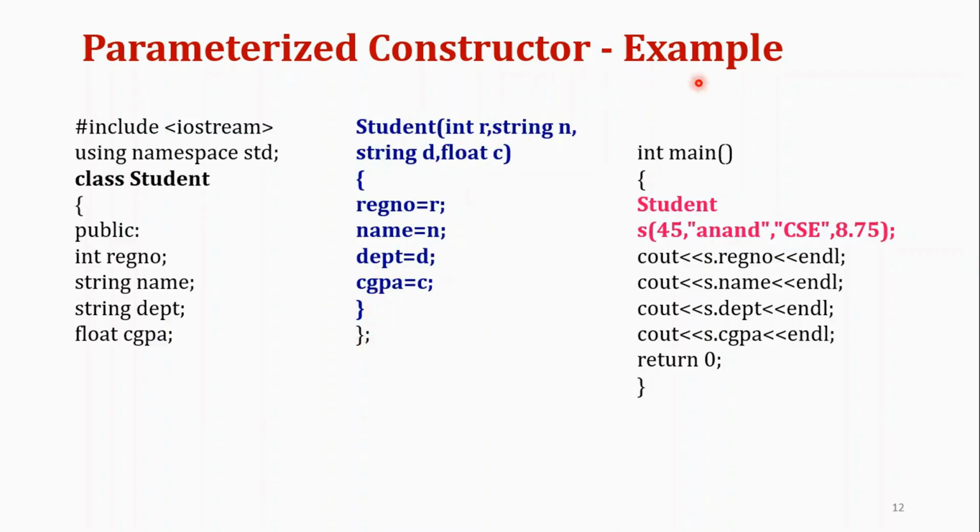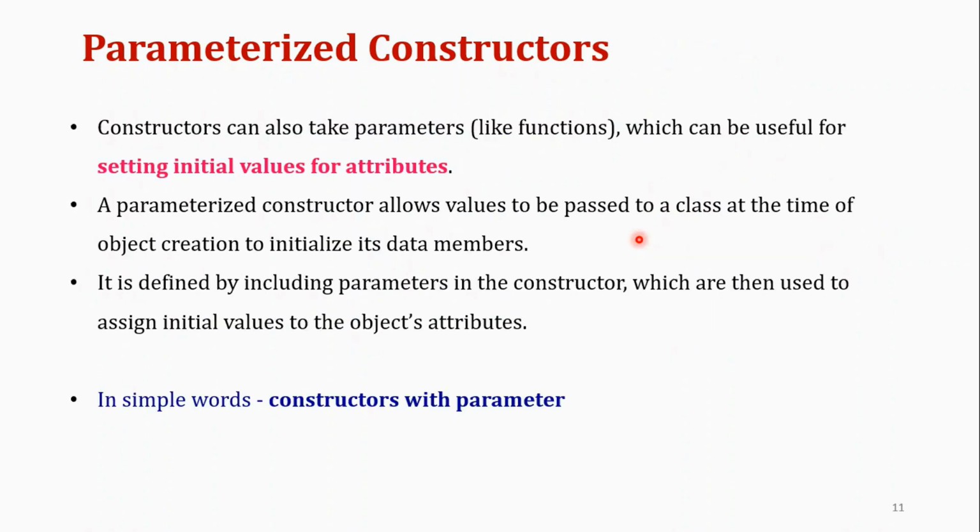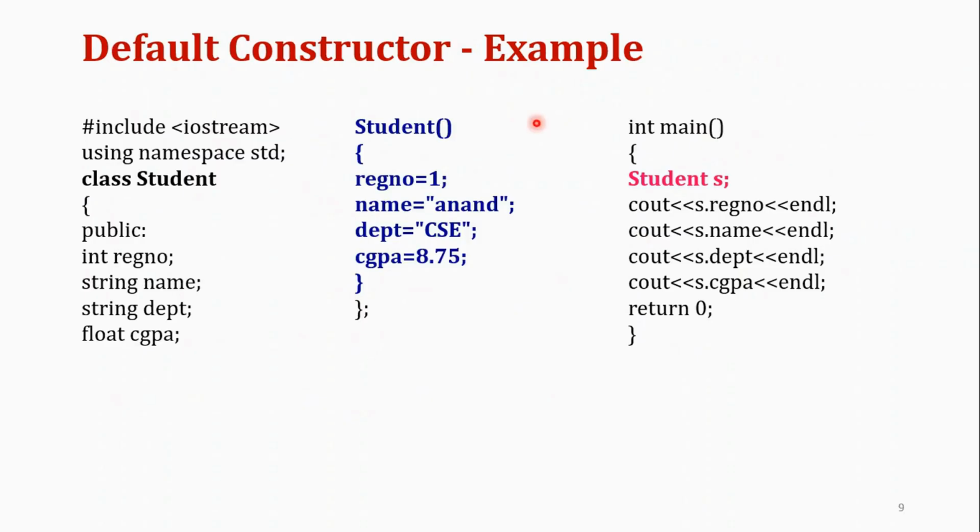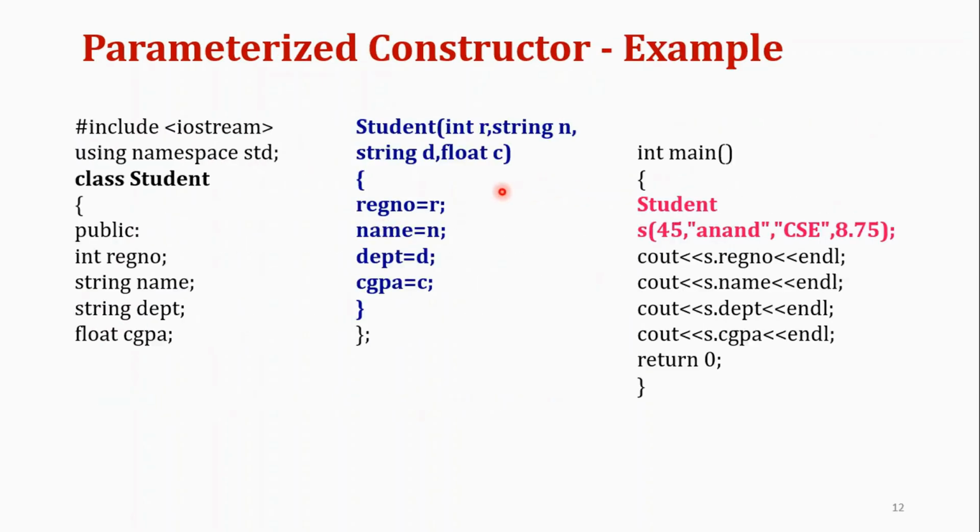Okay. So coming to the main function, I'm creating the object S. In the default constructor, as you check in the program, there is no parameter, and initialization is automatic. Whenever the object is created, it will be called automatically. Coming to this parameterized constructor, whenever the object is created, I have to pass the parameters to the constructor. Then only the parameterized constructor will be called.